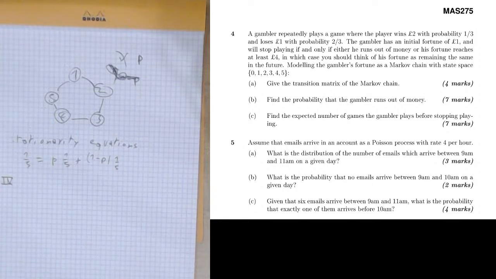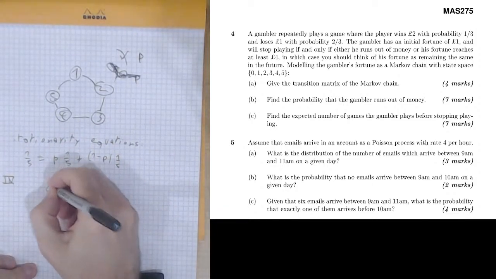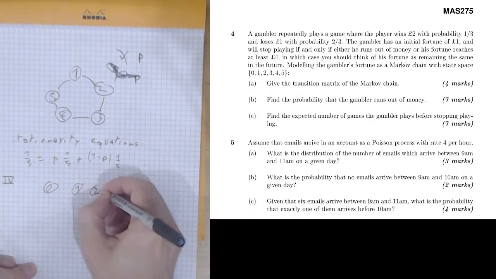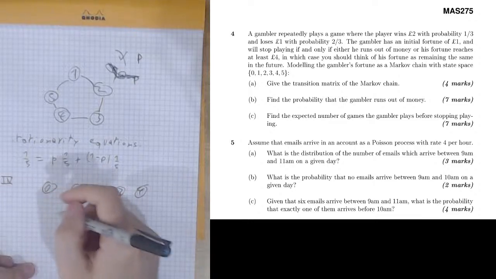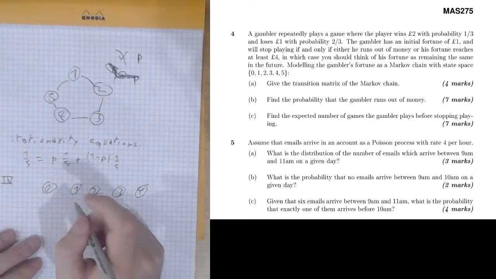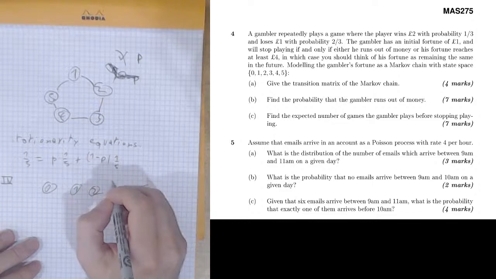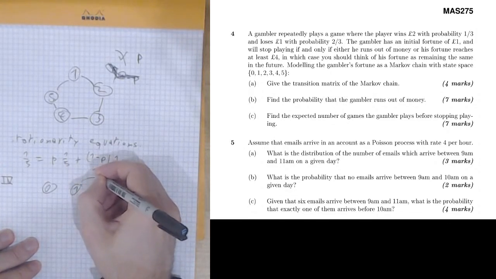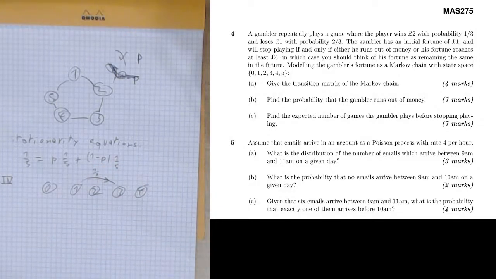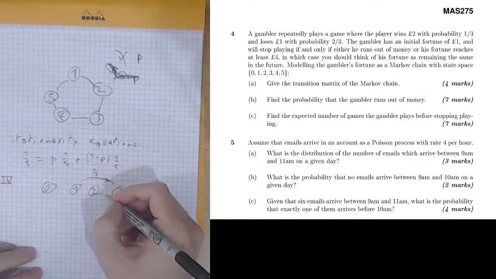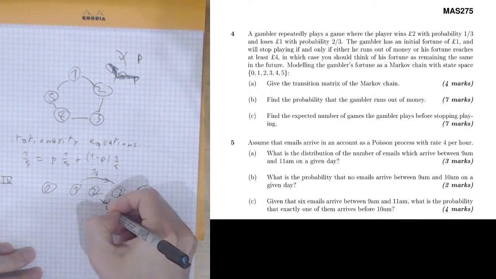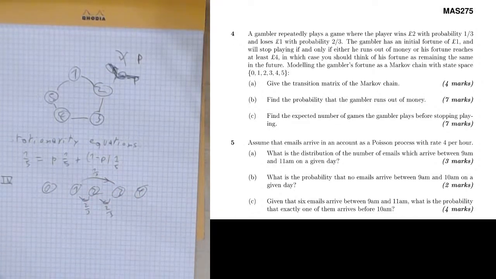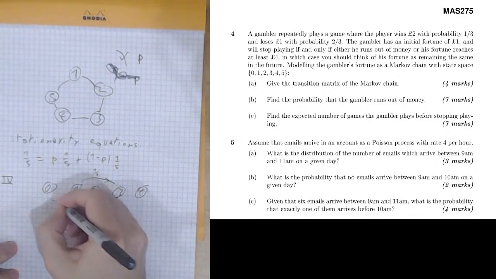We can model this again with a little graph. It could help. So we have 0, 1, 2, 3, 4. So we jump up by 2, interestingly enough, with probability 1/3 we said. And we go down by 1 with probability 2/3. It's kind of a nice Markov chain.